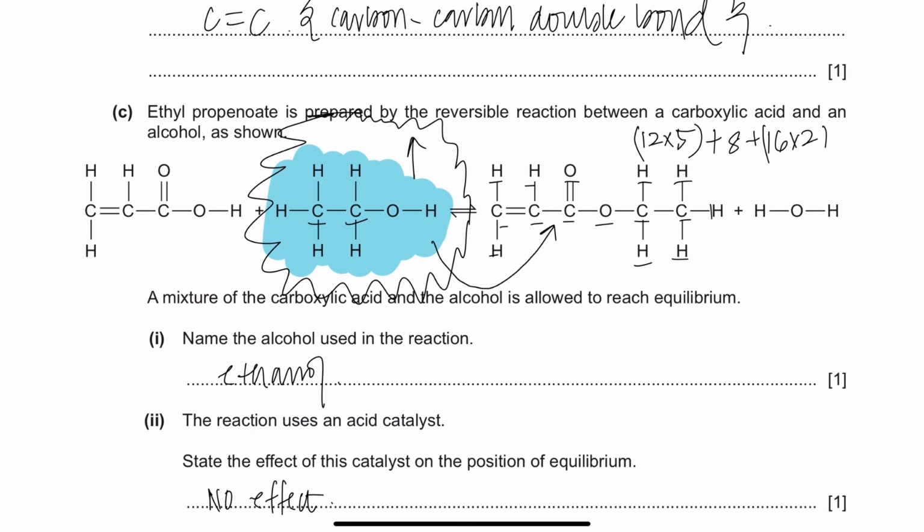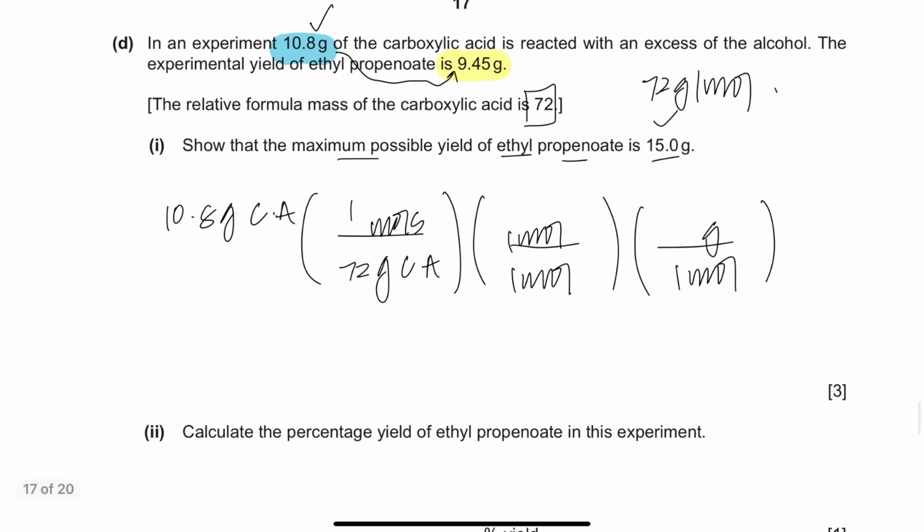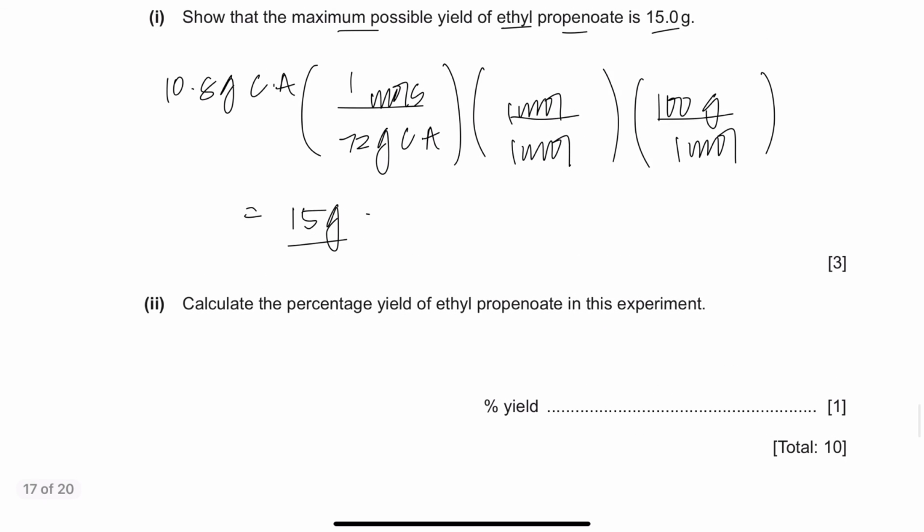12 times 5 plus 8 plus 16 times 2, that's going to give you 100. So 100 grams. I think 100 gram per mole is the molar mass. So 1 mole of ethyl propanoate 100 grams है. Calculate करें, इससे 15 grams ही आना है, right? So you've actually shown this to the examiner. Next bit. Calculate the percentage yield of ethyl propanoate in this experiment.